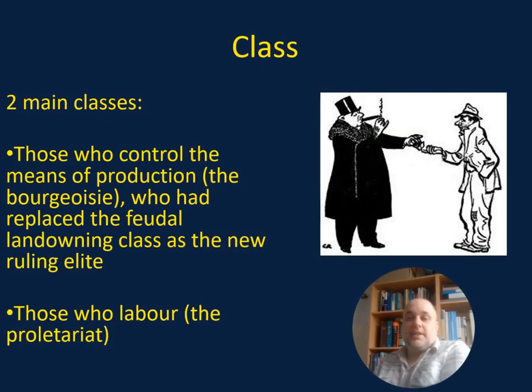So again, we've mentioned the idea of class. To Marx, in each period of history, there are two social classes. There are those who control the means of production, which in an industrial society meant the bourgeoisie, and there are those who labour, which in an industrial society are the proletariat.